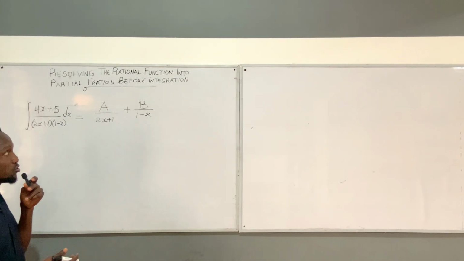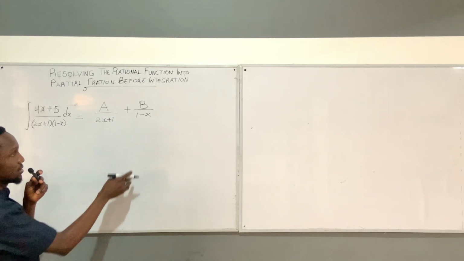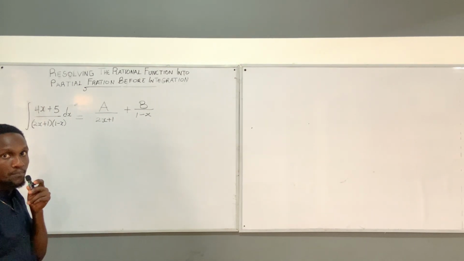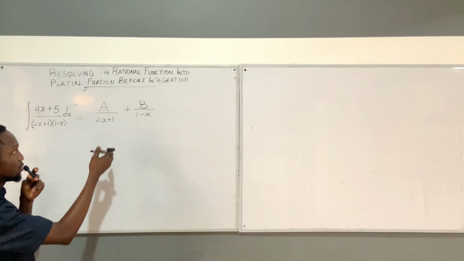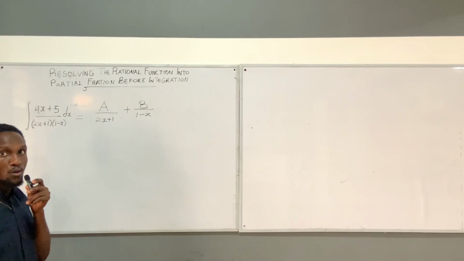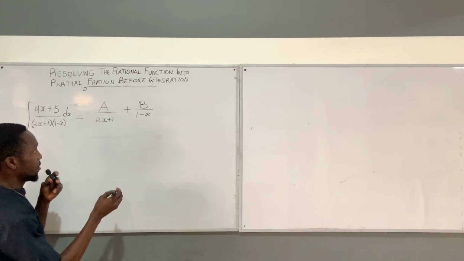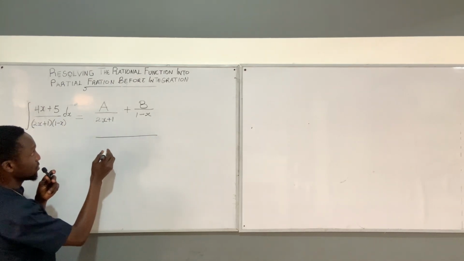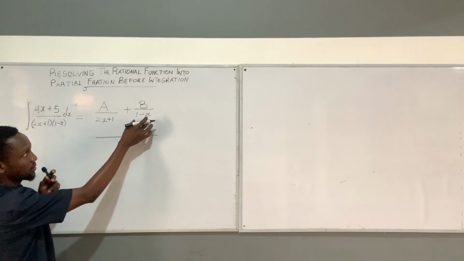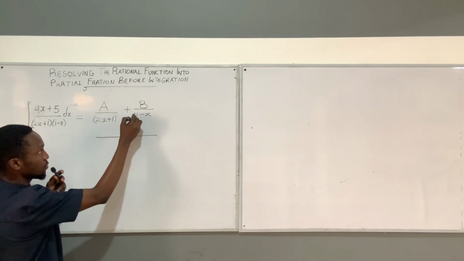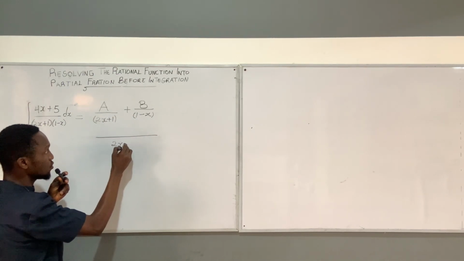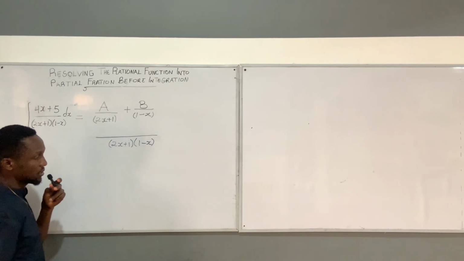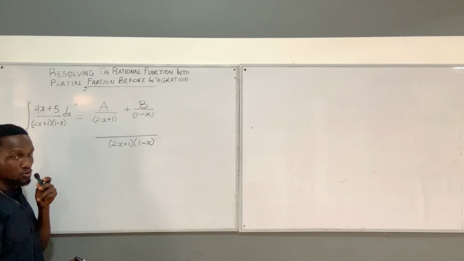Now the next thing we will do, after we've been able to do this, is to calculate the value of A and the value of what? B. Once we are able to do that, it will be easy for us to integrate the function. Now the next step is we shall take the LCM here. The LCM is 2x + 1 times 1 − x. So now we take our two brackets, 2x + 1 multiplying 1 − what? x.